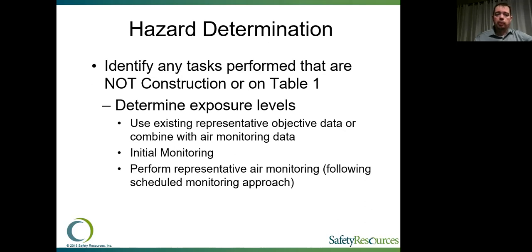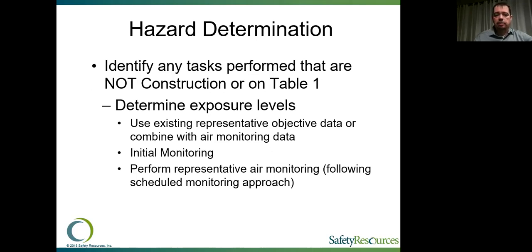But what if we have tasks that aren't included on Table 1? We also have to have a hazard determination so we know, and can communicate to employees, what their exposures are. So we can use existing representative objective data, or combine that with some type of air monitoring data, to demonstrate what the exposure would be.